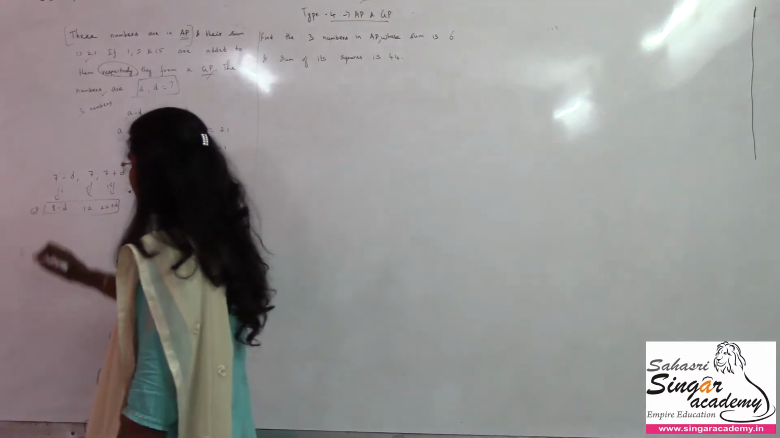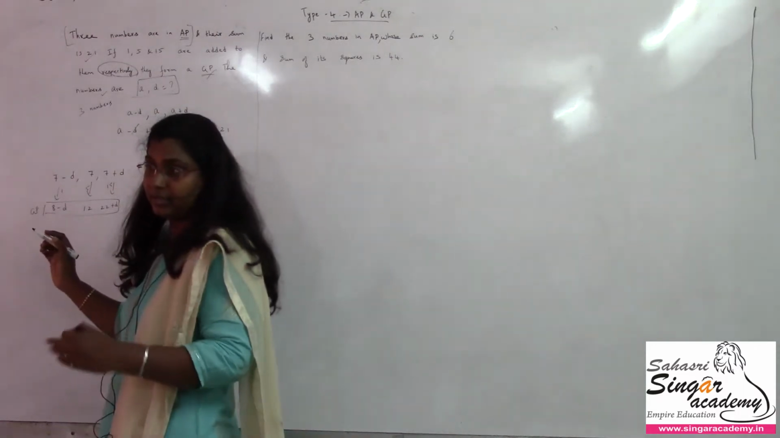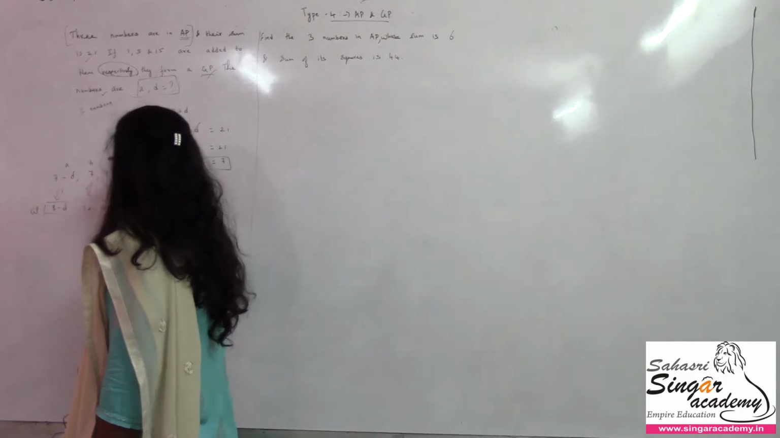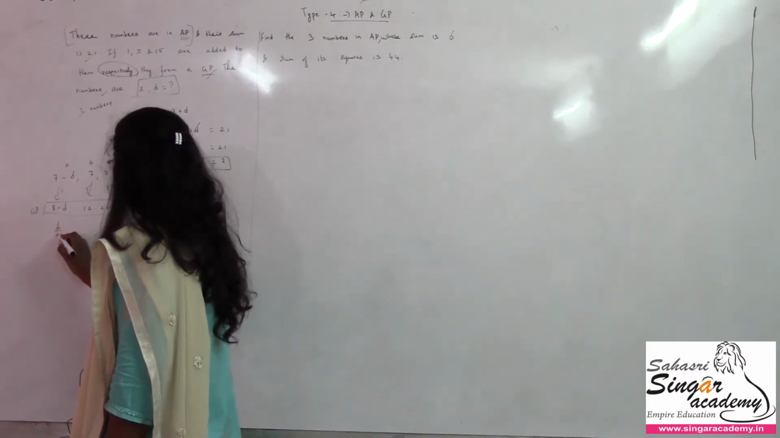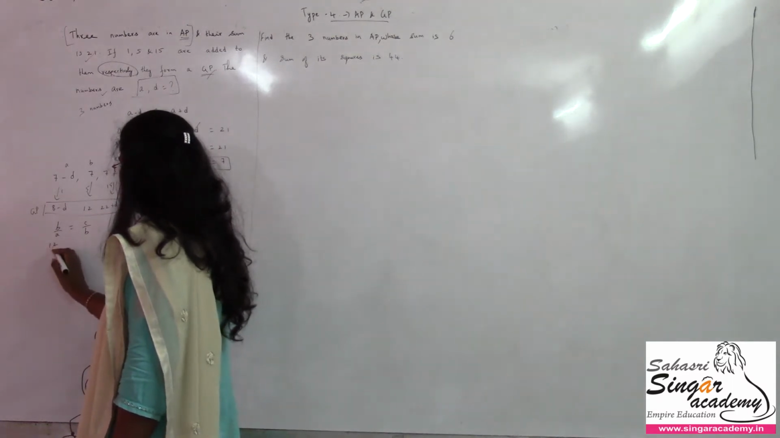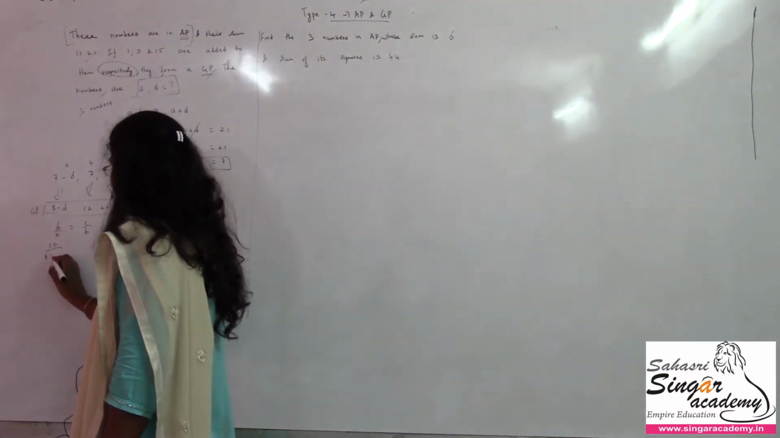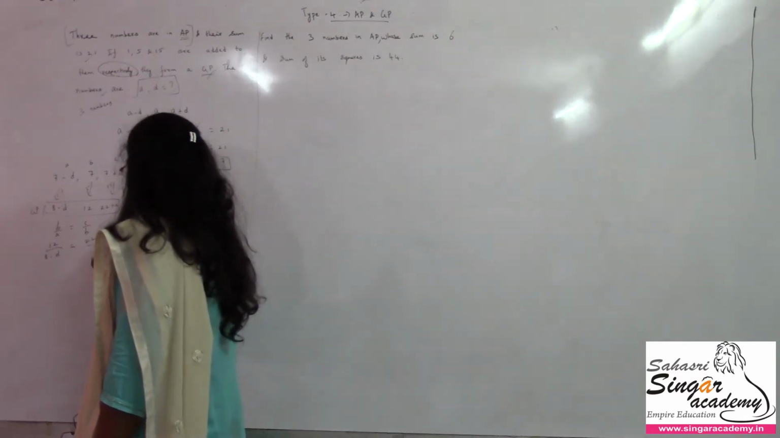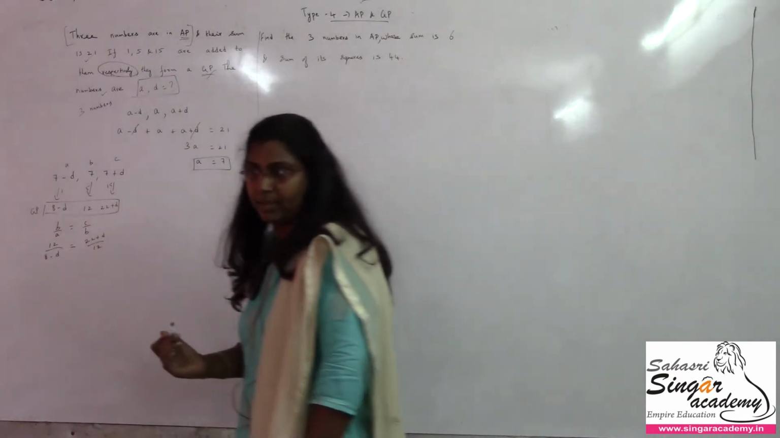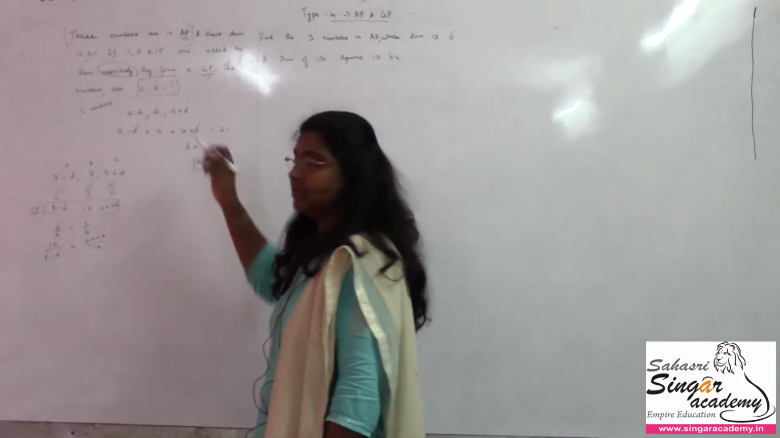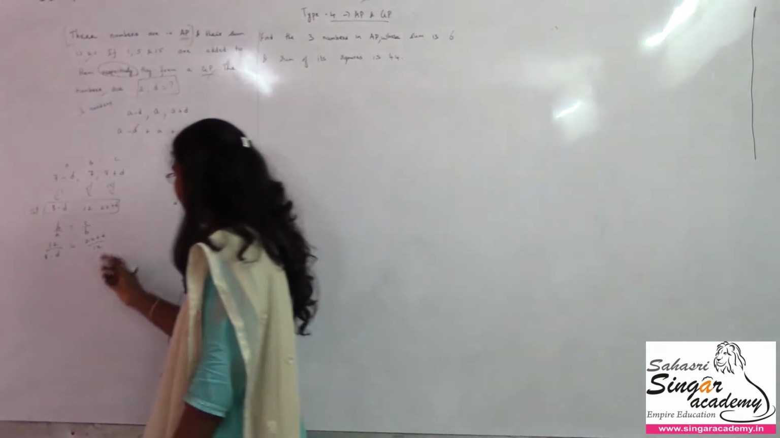Since this is in GP, there will be a common ratio between the 3 numbers. If these are A, B and C, the ratio will be B by A, which will be the same as C by B. So if I apply this, 12 by 8 minus D is equal to 22 plus D divided by 12. If I cross multiply and get an equation, I can get the value of D and substitute to get the numbers.